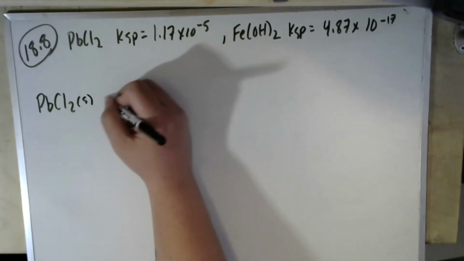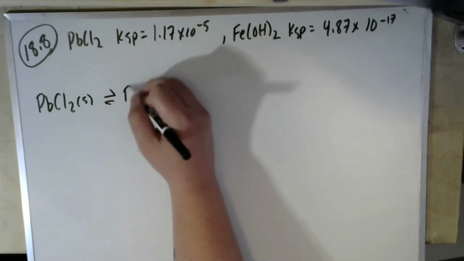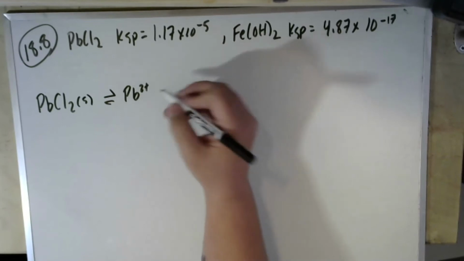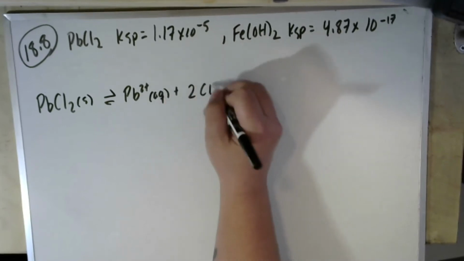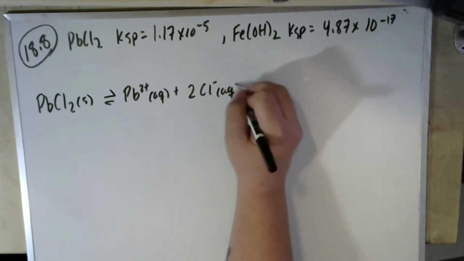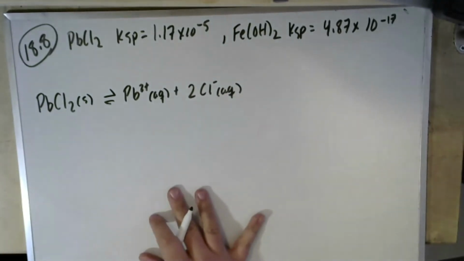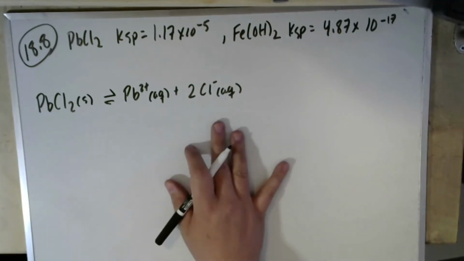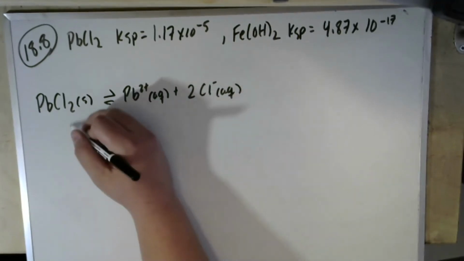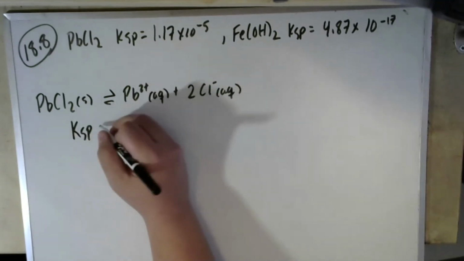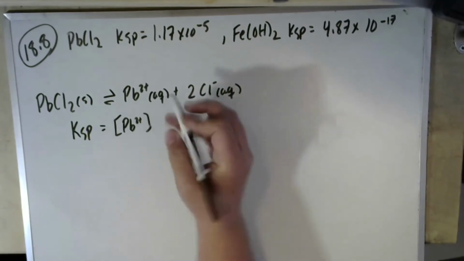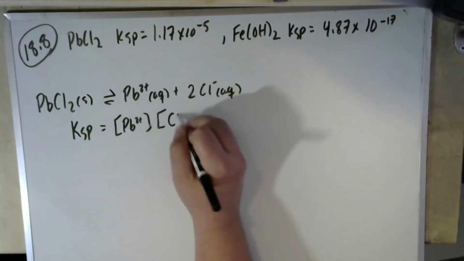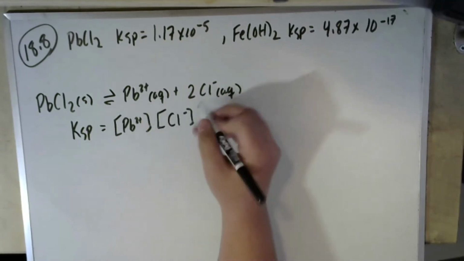So it's going to form one Pb2 plus ion and two Cl minus ions. And you can write your KSP expression from that. We're going to end up using that. So we can write that our KSP is equal to the concentration of Pb2 plus times the concentration of Cl minus squared.